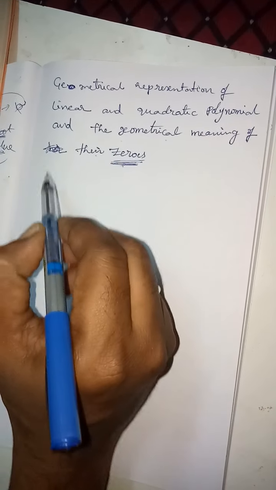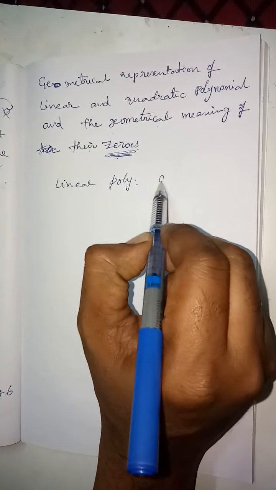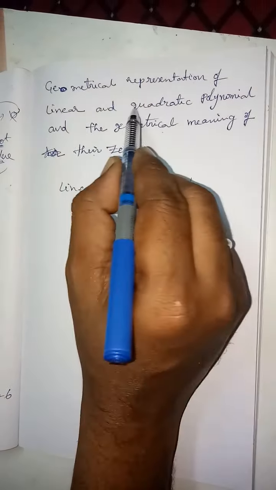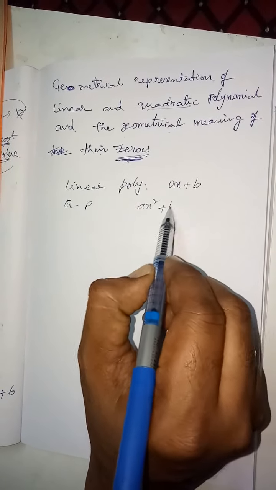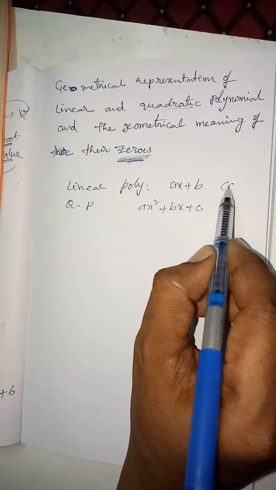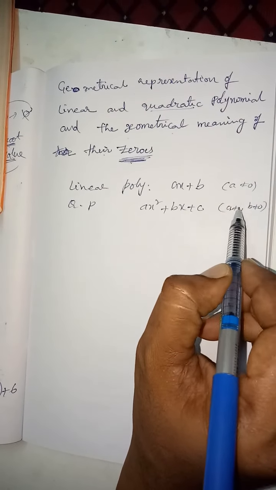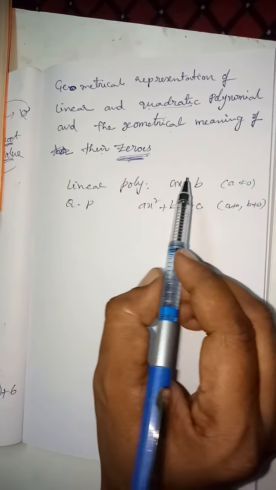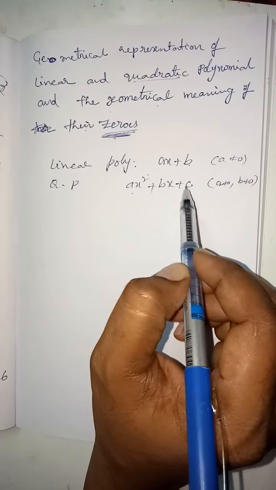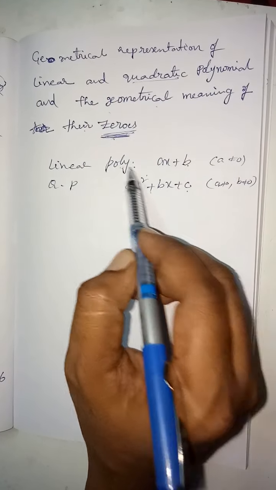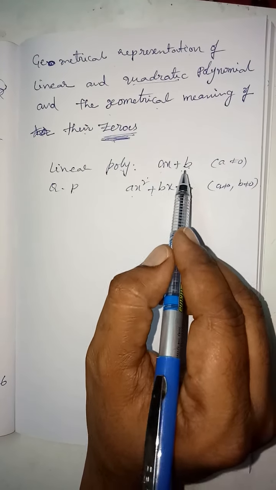Already we discussed linear polynomials. The general form of the linear polynomial is ax plus b, and the general form of the quadratic polynomial is ax square plus bx plus c. Here a is not equal to 0. But the expressions ax plus b and ax square plus bx plus c are only polynomials. When we are representing them geometrically, we convert them into a standard form.